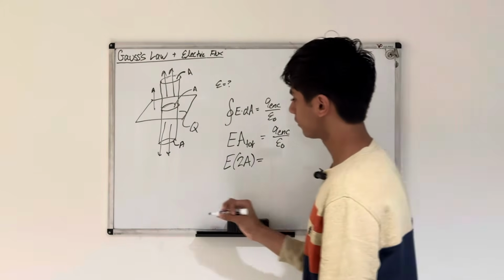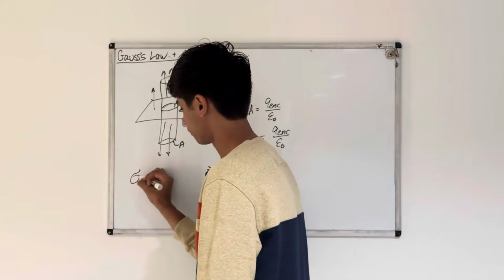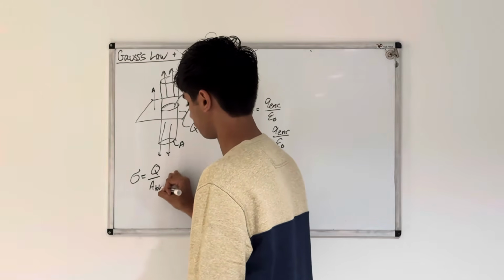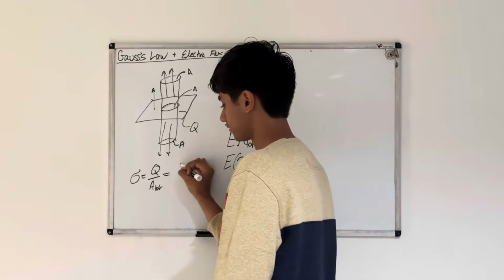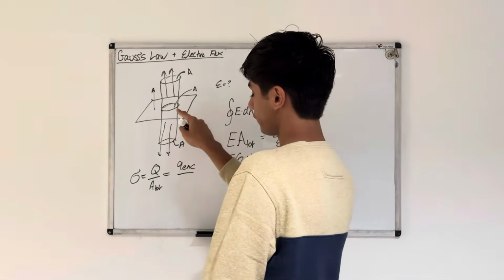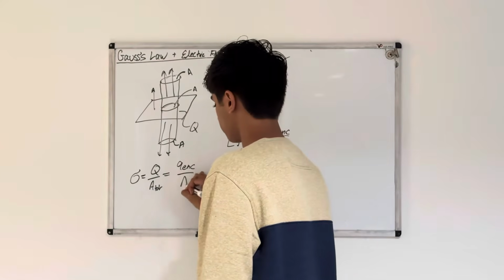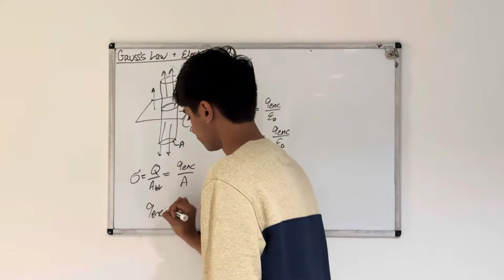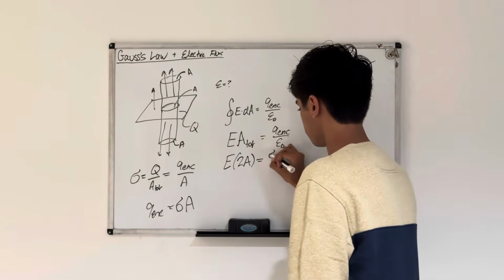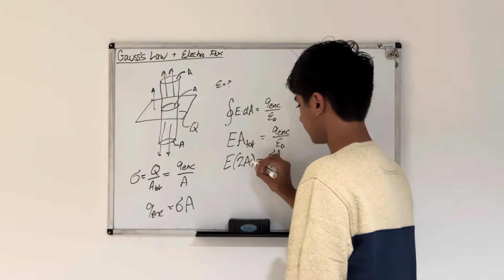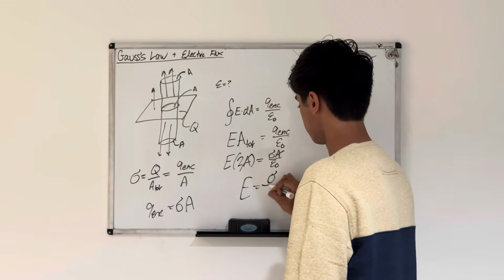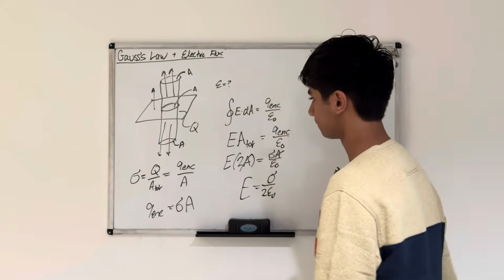What is our Q enclosed? Well, we know that the surface charge density is equal to Q over area total. Q is our total charge. And so our Q enclosed is going to equal Q enclosed over area enclosed. Our area enclosed is just A. Q enclosed therefore is equal to surface charge density times A. If we plug that in, surface charge density times A over epsilon naught, the A's cancel out, and we get that E is equal to surface charge density over 2 epsilon naught.